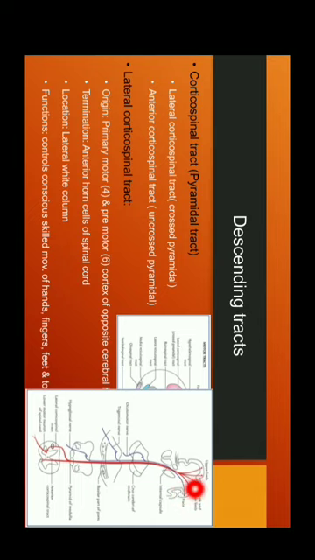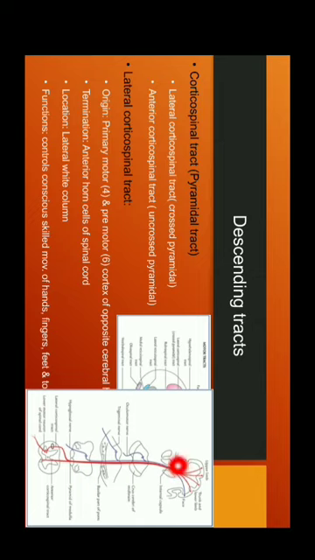So the area number 4 and 6 of the cerebral cortex of the opposite side gives the origin for this lateral corticospinal tract, and the pyramidal cells are present in this. That's why this tract is called a pyramidal tract. After its origin, it passes through the bundle of fibers within the cerebral cortex, and that region is called the internal capsule.